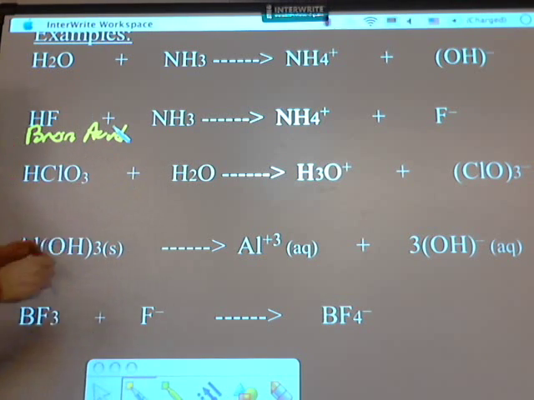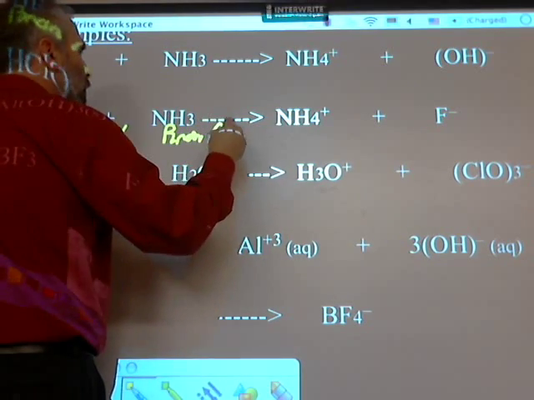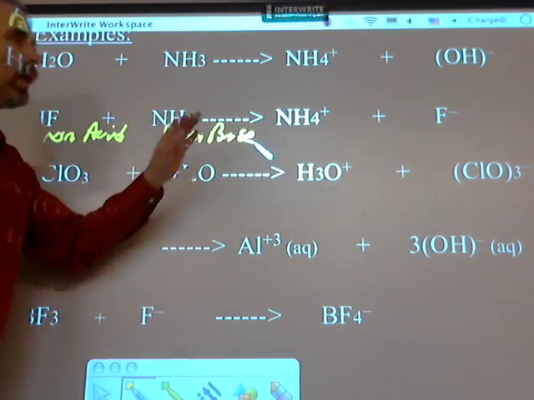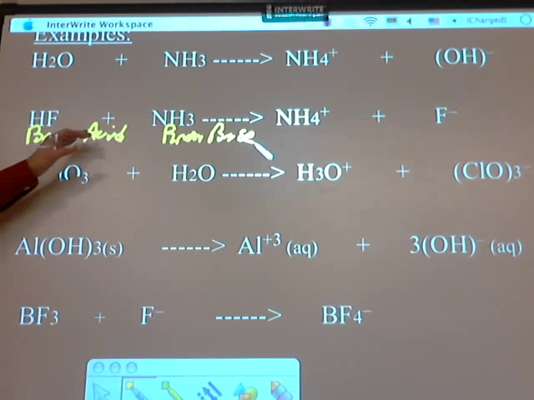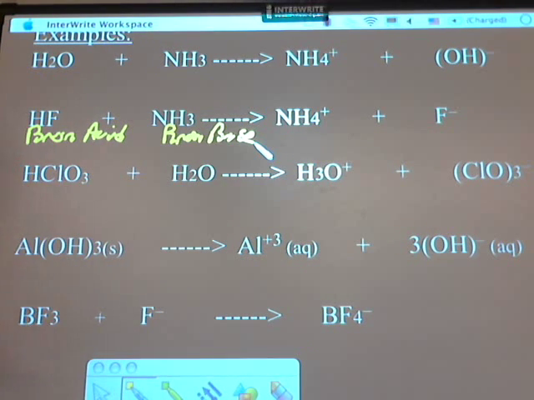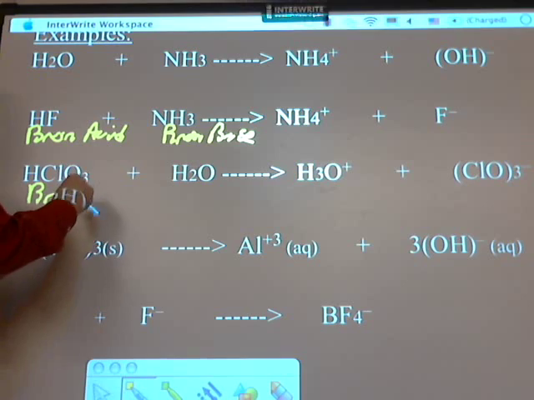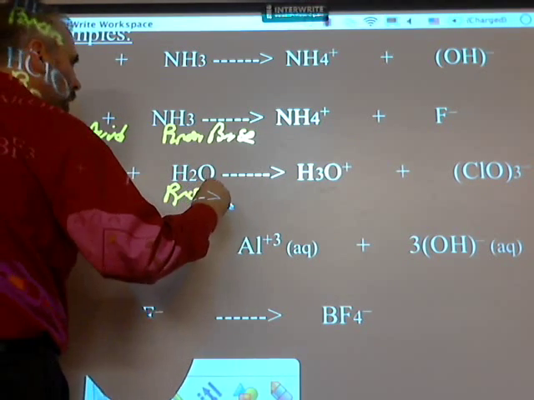Everybody probably agreed that this guy's the Bronsted acid, right? And therefore, this guy's a Bronsted base. Do we have an Arrhenius anything in this case? No, we're done. Sometimes you have just Bronsted or just Arrhenius, and sometimes you have both. Okay? How about this guy? Everybody agree this guy is the Bronsted acid. This guy would be the Bronsted base.